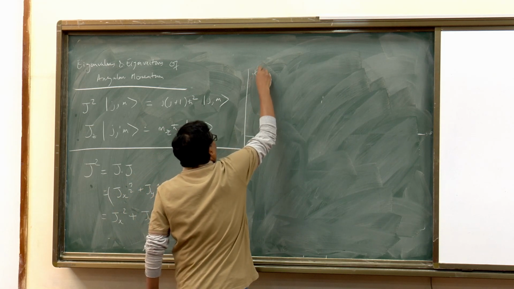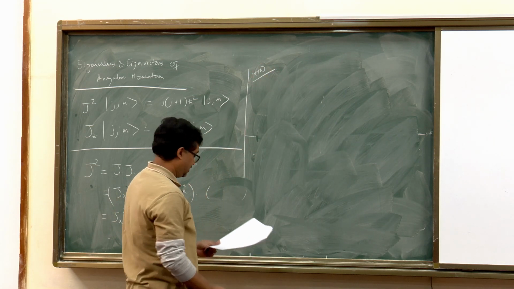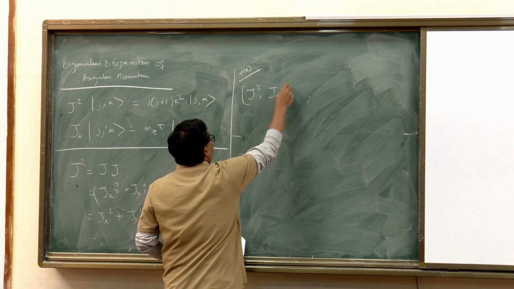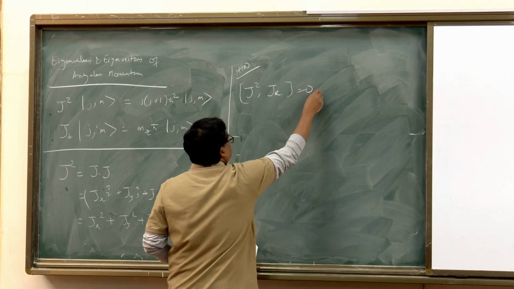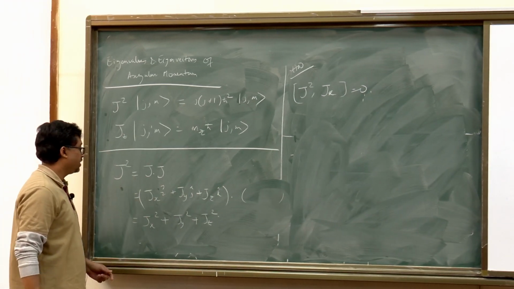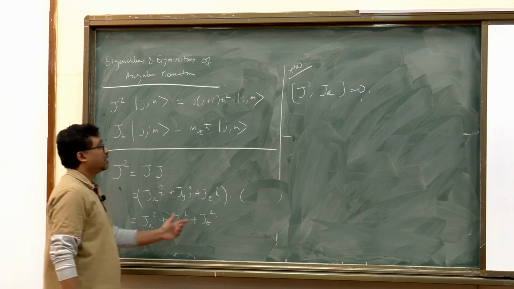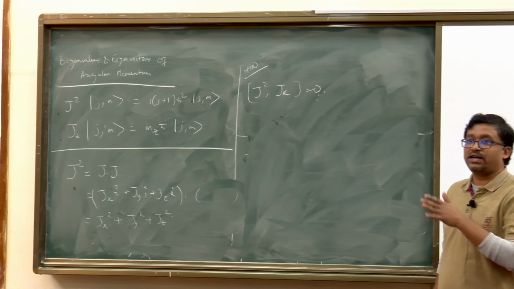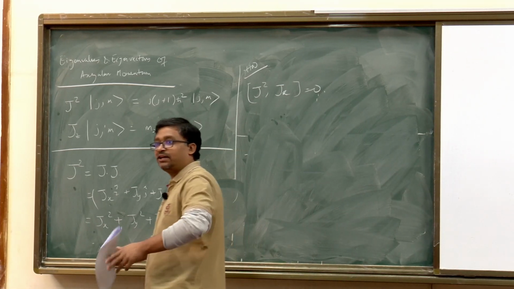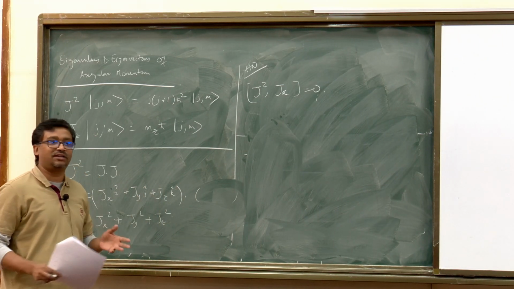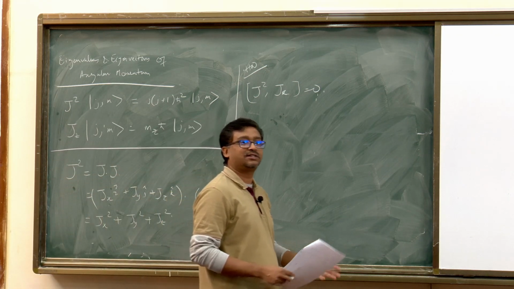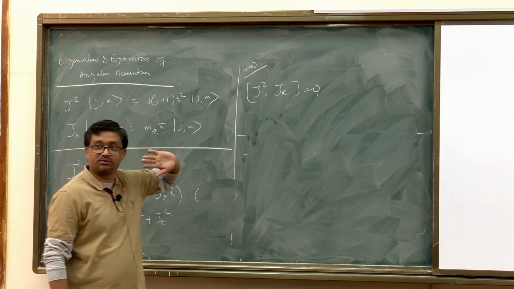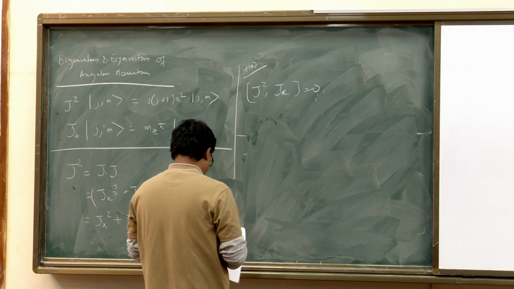Now this is your homework you should do. I am not doing it in class. You should show that J square commutes with any of the J's. You take this operator, try this commutation, and again Jx square is Jx Jx, Jy square is Jy Jy, and then you have to do some algebraic manipulation to write it in terms of other commutators, and you find out that this is true. You should try to work it out.